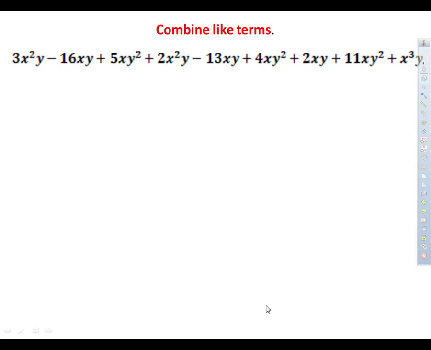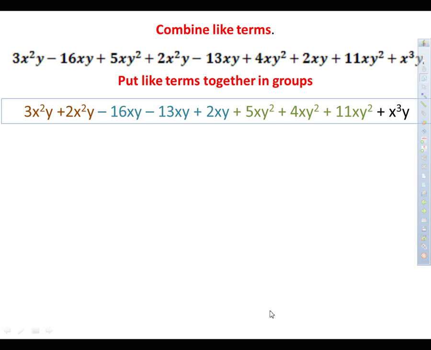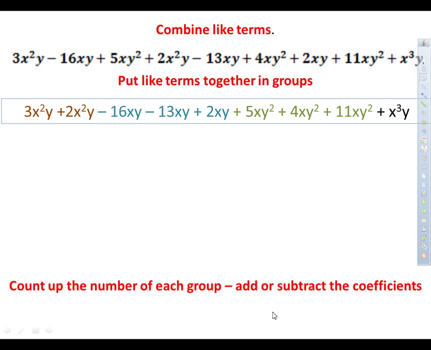So let's review what all we need to do to combine like terms. Take a look at this example. The first thing we do is put like terms together in groups. So the x squared y terms go together in brown, the xy terms are grouped together in blue, the xy squared terms are grouped together in green, and we have one x cubed y term all by itself.